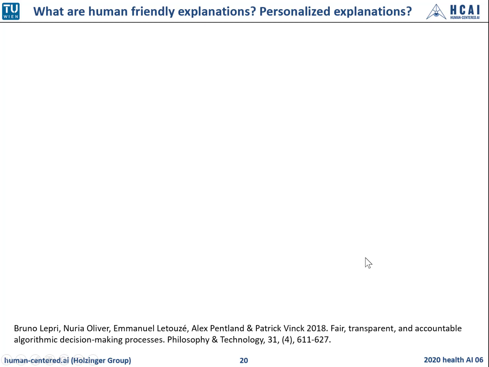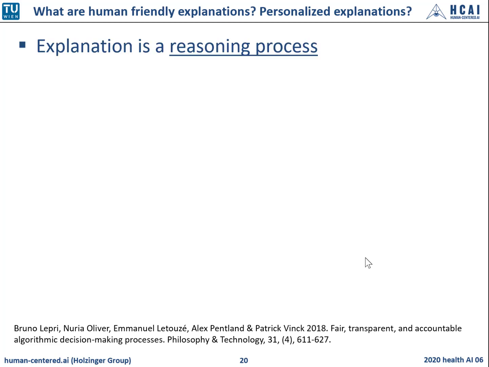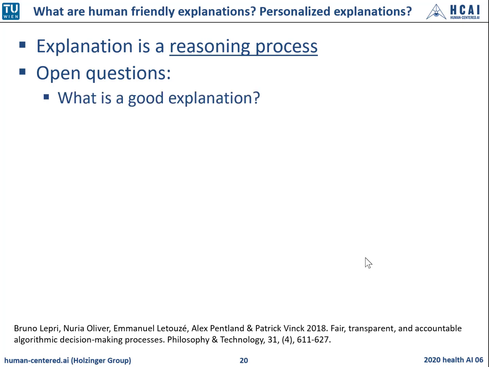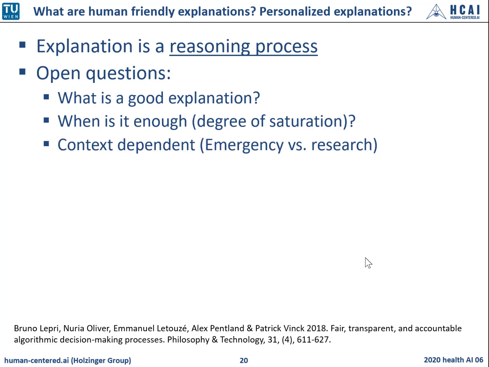Okay, so what are human-friendly explanations? What are personalized explanations? Explanation must be seen as a reasoning process. And now a few open questions. These seem trivial maybe, but they are very difficult to answer. For example, what is a good explanation? Or when is it enough, the degree of saturation, for example? Or context dependent: an emergency, for example, where you have very little time to make a decision, versus research, where you also do not have indefinite time, for example in cancer research.